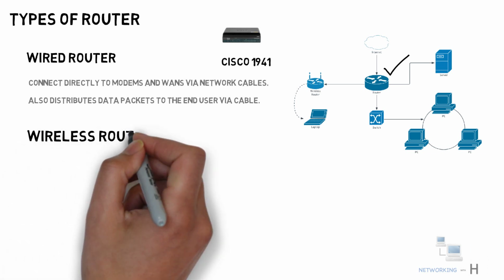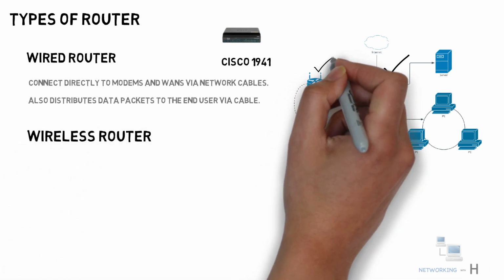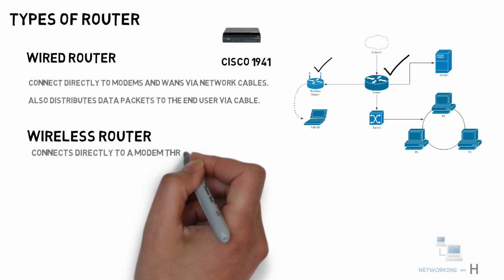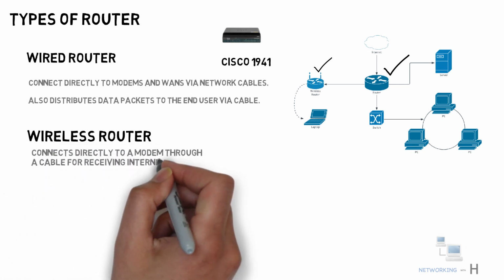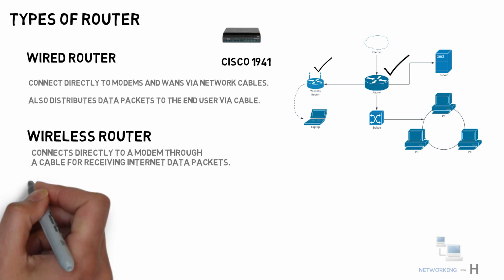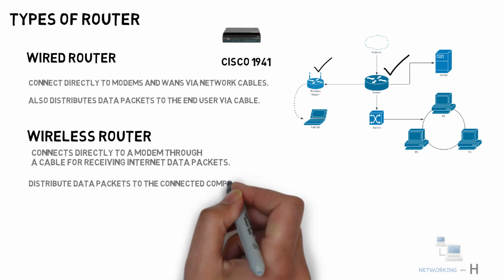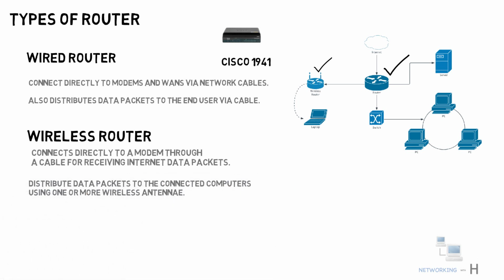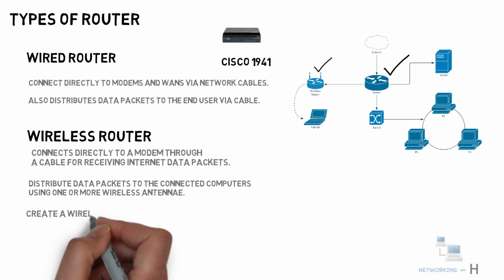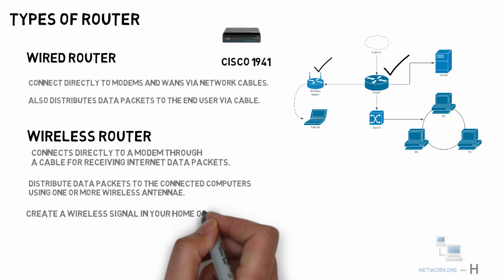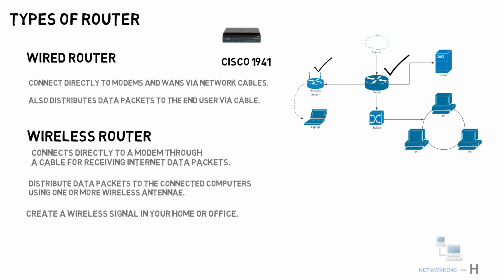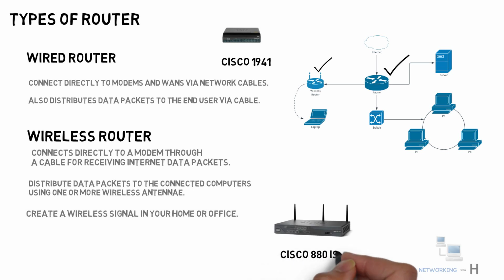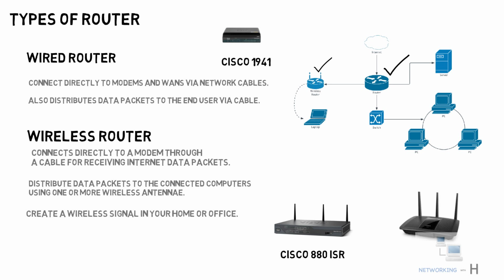The next type of router is a wireless router. A wireless router connects directly to a modem through a cable for receiving internet data packets and distributes the data packets to the connected computers using one or more antennas. A wireless router creates a wireless signal in your home or office. So any PC within the range of the wireless router can connect to it and use your internet. Examples of wireless routers are Cisco 880 ISR and EA7500.